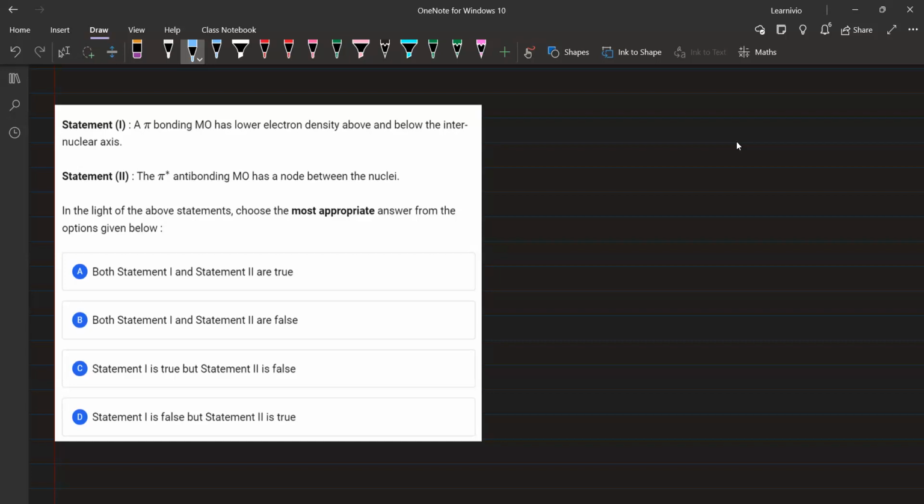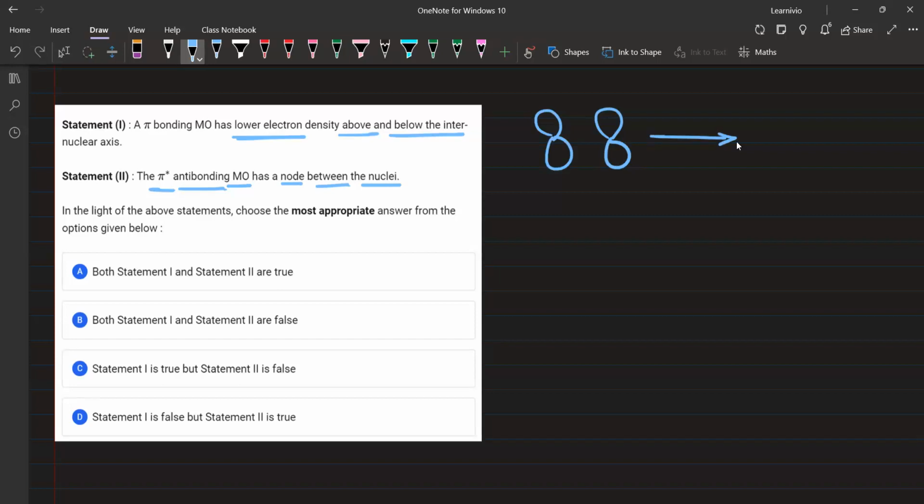The pi bonding molecular orbital has no electron density above and below the internuclear axis. The pi star anti-bonding molecular orbital has a node between the nuclei. ठीक है, तो देखते हैं. How do we make pi? Pi is made by the overlapping of orbitals in this order. ठीक है, इस तरह से overlap करें.